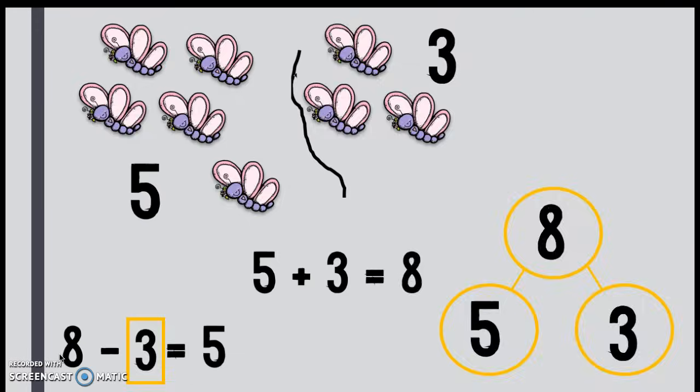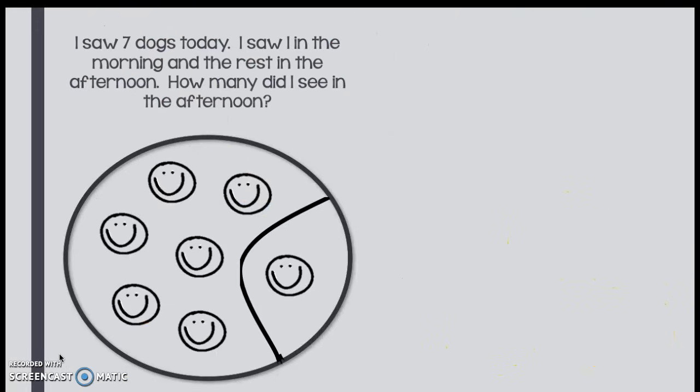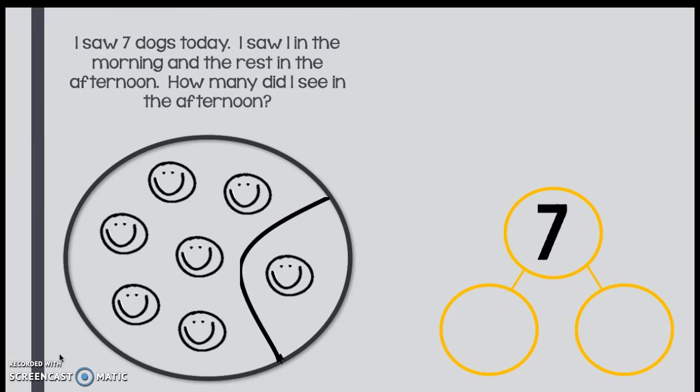All right, let's try another one. This time, I'm going to go ahead and show you the picture right away. I'm going to mark the change with that little squiggly line. Here's my story. I saw 7 dogs today. I saw 1 in the morning and the rest in the afternoon. How many did I see in the afternoon? All right, I saw 7 dogs today. Well, if I was thinking about my number bond, let's say I saw 7 dogs today, that's how many I saw altogether. I saw 1 in the morning and the rest in the afternoon.